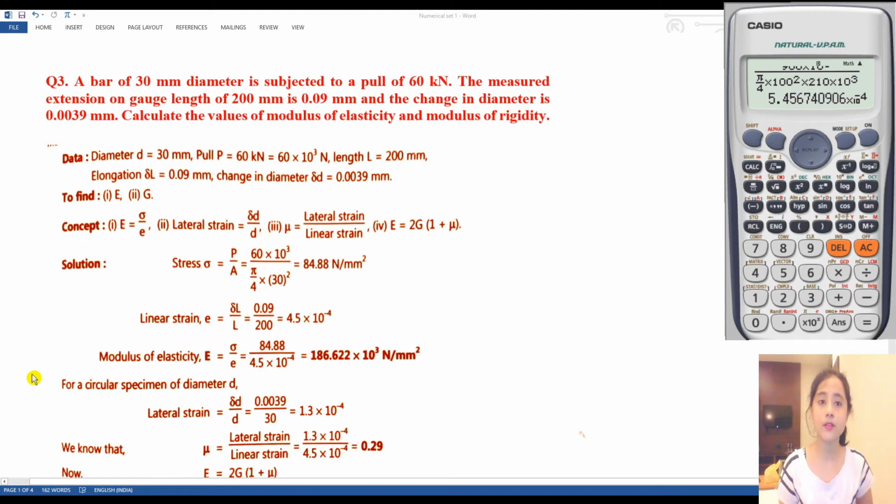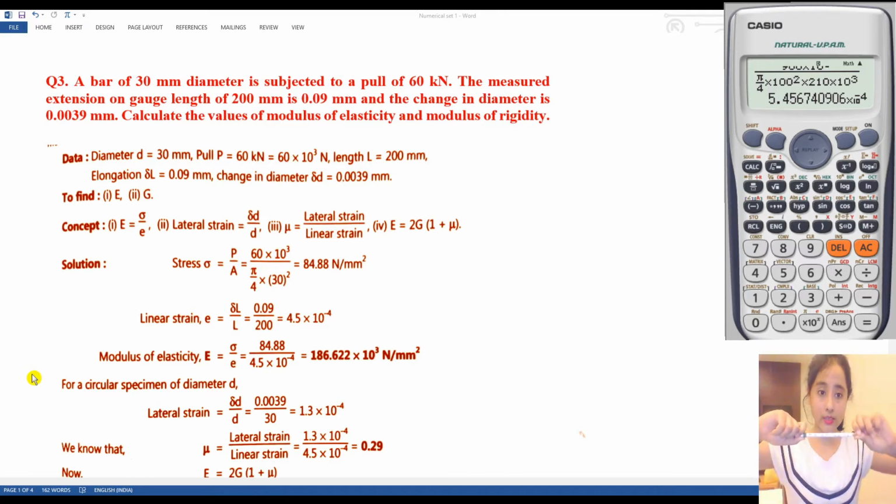So here, this is the third numerical. A bar of 30 mm diameter is subjected to a pull of 60 kilonewton. It is a bar again. Diameter is given 30 mm and it is subjected to a pull. Again, it is pull, so it is again a tensile force, right? So pull of 60 kilonewton. The measured extension on gauge length of 200 mm is 0.09 mm.